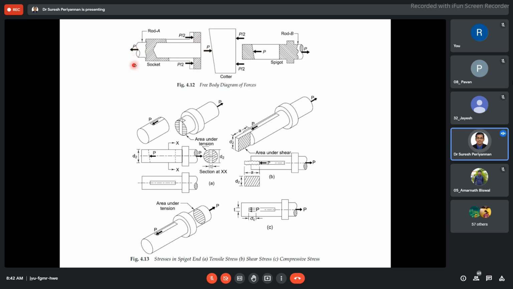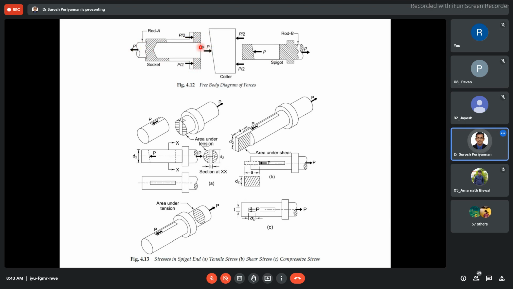Then, when we are connecting it along with the spigot, we use the cotter. Then what will happen? This portion is going to be in tension from the force on the right-hand side. The same amount of force is going to act in the cotter, in the rightward direction, opposite to the direction on the rod. Hence, this force is in the right direction.